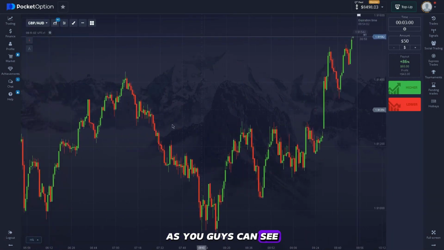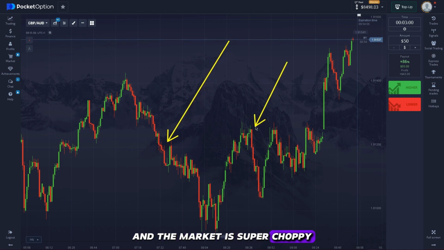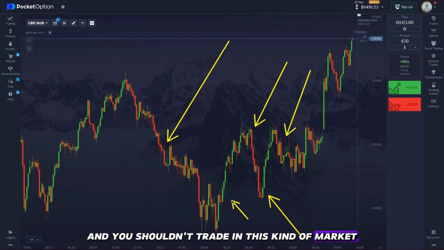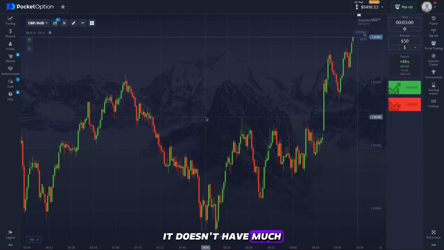So as you guys can see, it's the second day of the month and the market is super choppy, and you shouldn't trade in this kind of market. And the markets that are good don't have much volume in them.